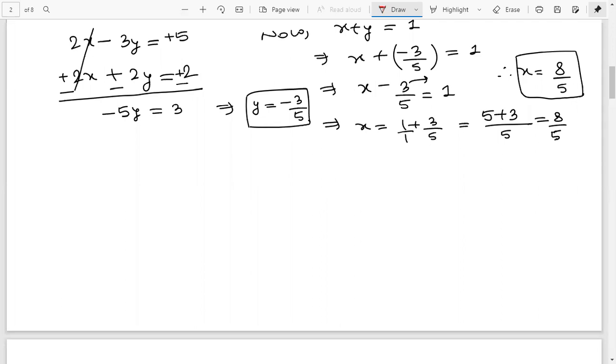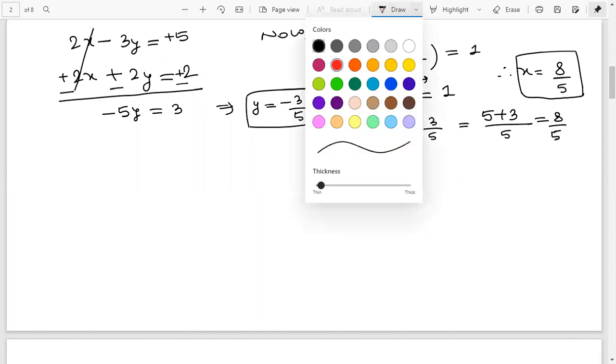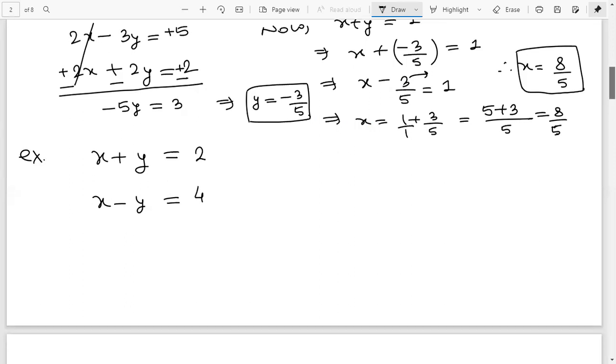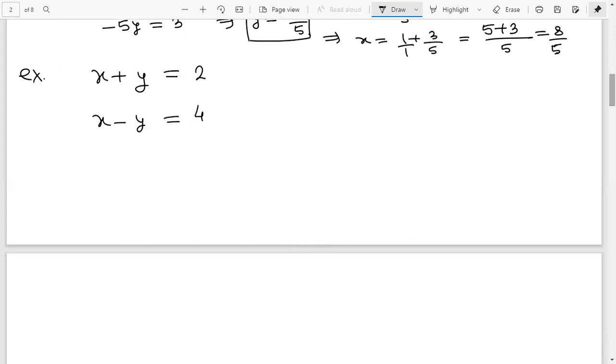So let me take another, very simple example, so that solving will be easier and understanding of all the methods will also be easier. Suppose we have a pair of linear equations in two variables. The first one is x plus y equal to 2, and the second one is also very simple, x minus y equal to 4. Deliberately I have taken very easy equations, because the main purpose is knowing all the methods, right?